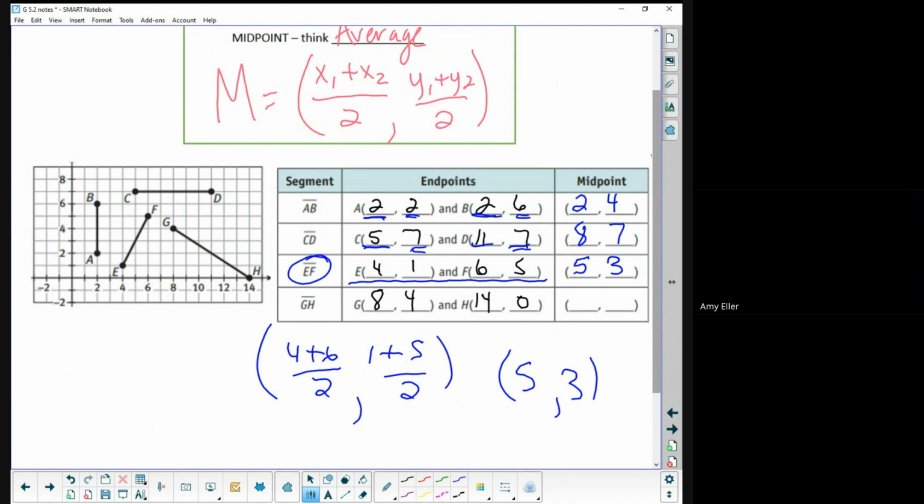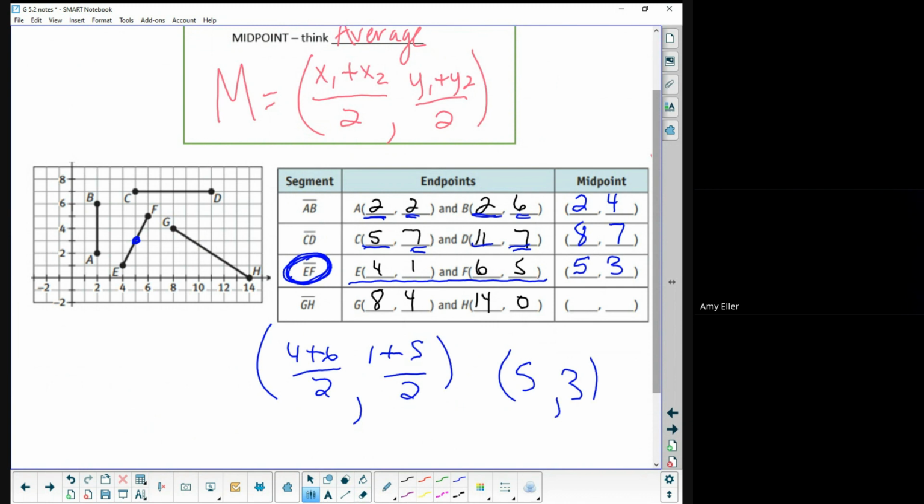Add the x's, you get 10. Divide by 2, you're at 5. Add the y's, you get 6. Divide by 2, you get 3. Let's plot that point, see if it looks like the middle of EF. Let's plot 5, 3. That does look like the middle of segment EF.